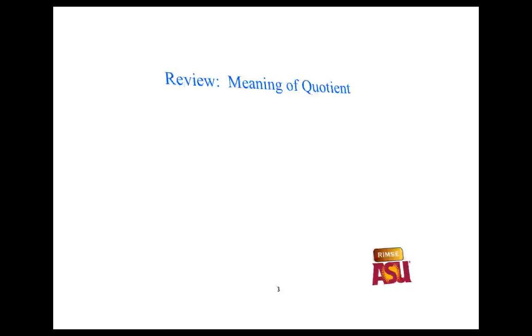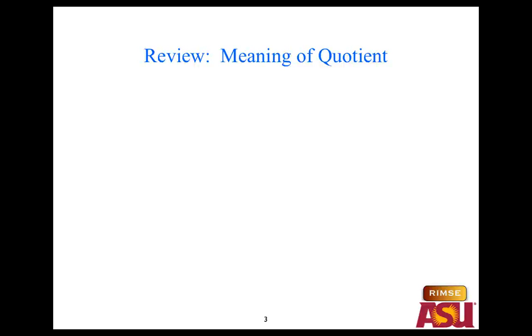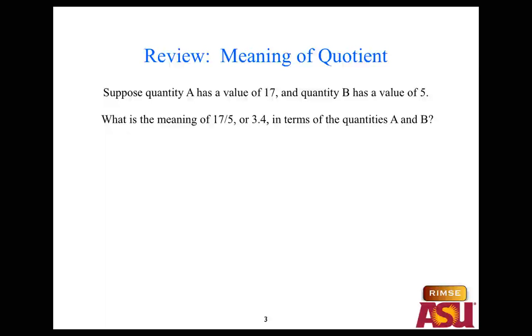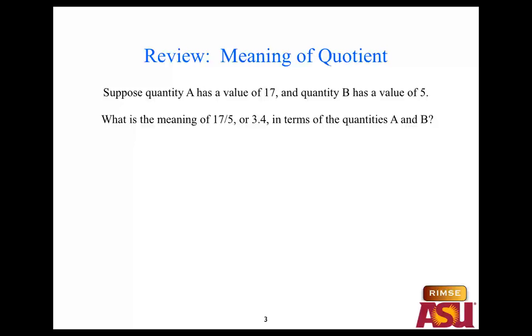So we want to take some time today in the homework. So let's review meaning of quotient. If quantity A has a value of 17 and quantity B has a value of 5, what's the meaning of 17/5, which is the value 3.4, in terms of the quantities A and B? So I've got 3 that I'm about to list. Have a conversation with the person next to you and see if you can come up with 3 ways to interpret the number 3.4 in this situation. Go ahead.